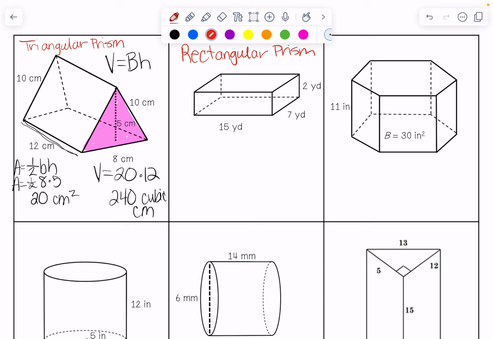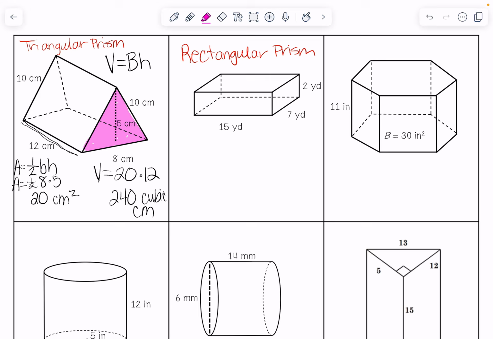So that means our bases are rectangles. You could think of the base a couple of different ways here. And again, for a rectangular prism, you could just do your length times your width times your height, or think of it as the area of the base times the height.